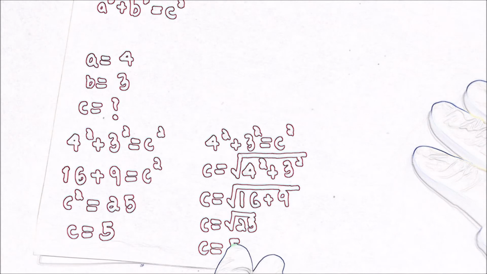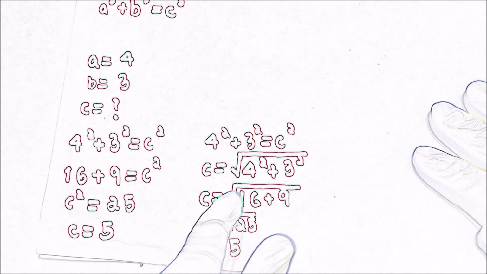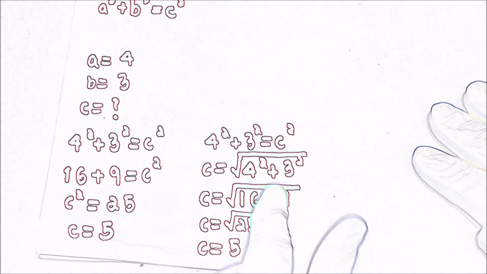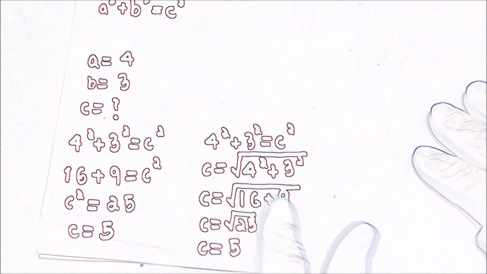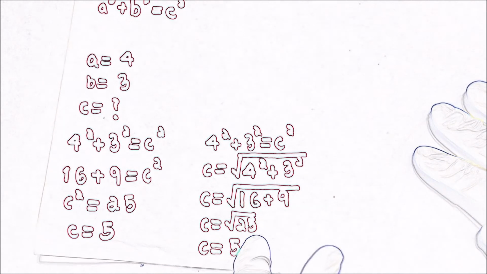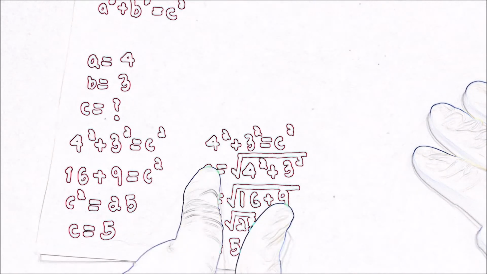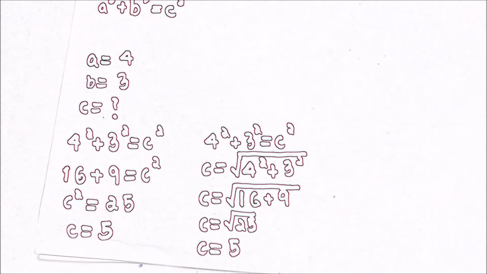But if you don't have a calculator and you wonder how to solve this, I'm just gonna do it. C is equal to square root of 16 plus 9, which is 4 squared and 3 squared, 16 and 9. And then you add both of them, you get square root of 25, and then square root of 25 is equal to 5. And if you just plug this into the calculator, you would just get 5.